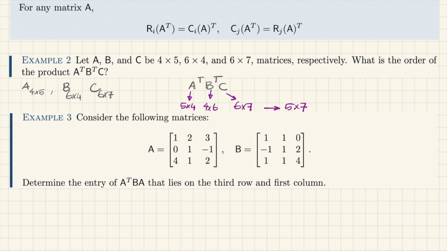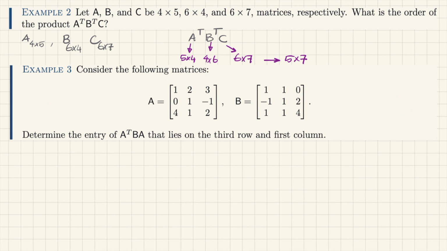Now I would recommend you to start solving this problem. I have given you two matrices, and I have asked you to determine the entry of this matrix that lies on the third row and first column. Of course, you can set up all the matrices here and multiply all of them, but that's not my goal. I want you to remember the formulas and the methods that I described before for you, okay? So let me pause the video and wait for you a little bit.